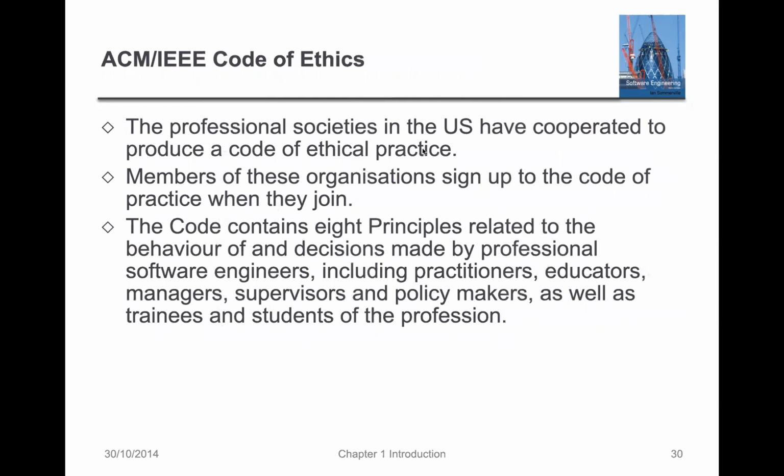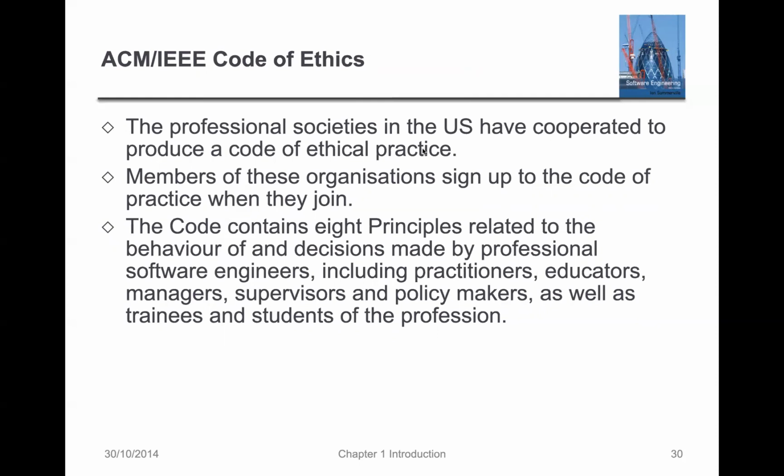So then there is a code of ethics. That's why we said that even ethically there are codes. Whatever you have in software engineering as an engineering discipline, there are codes that will guide you. The professional societies in the US that developed this are the Association for Computing Machinery and the IEEE, which is, I think, the Institute of Electrical and Electronics Engineers, if that's the right way to say it. Members of these organizations sign up to the code of practice when they join. So if you join as a computer engineer or a software engineer, you sign up to this code, meaning you abide by it. It will guide your engagement.